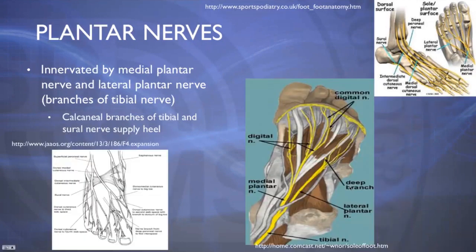On the plantar surface, this is innervated by the medial plantar nerve and the lateral plantar nerve, which are both branches of the tibial nerve. And the calcaneal branches of the tibial and sural nerve help supply the heel. So these are all, again, nerves that we can possibly see in or be asked to look at in the foot.